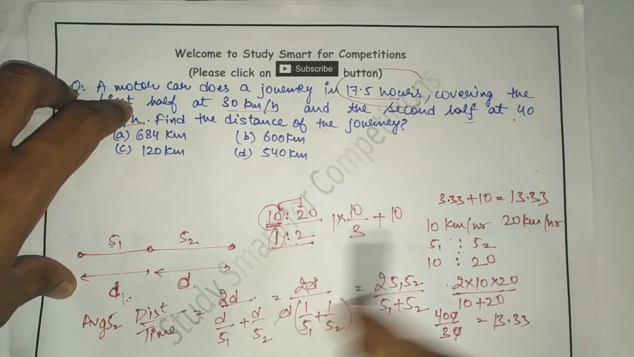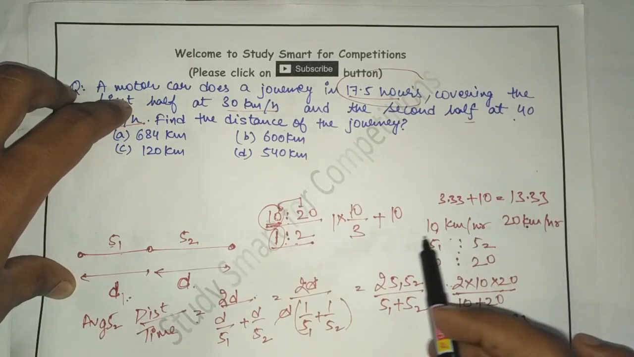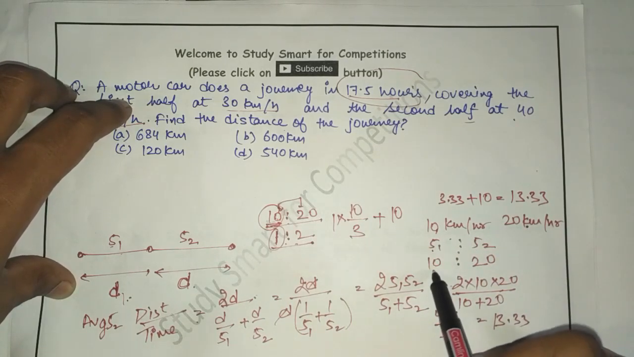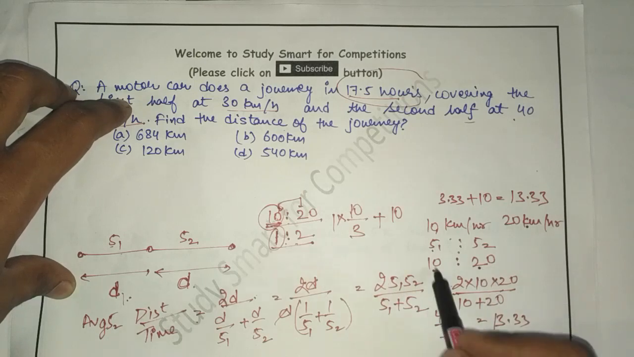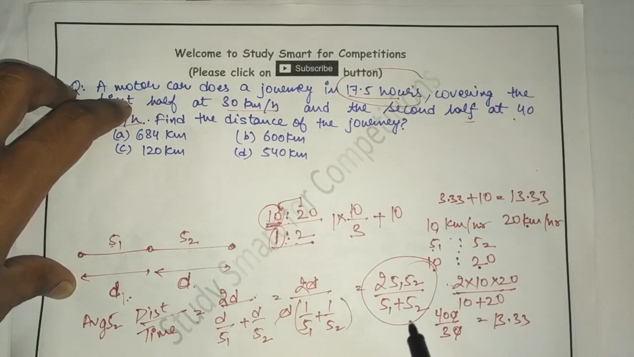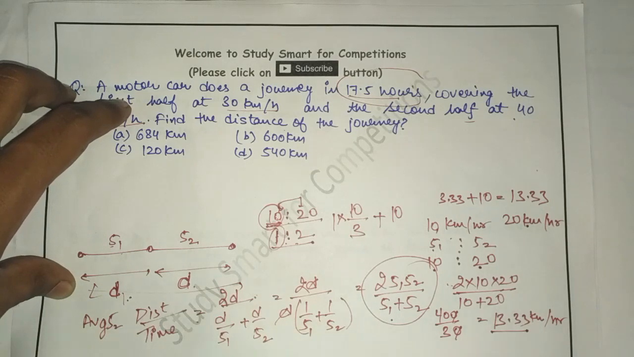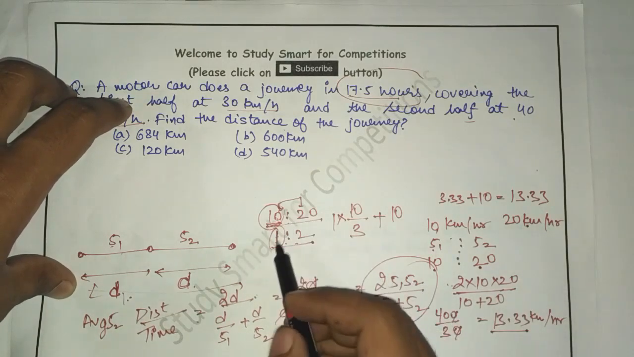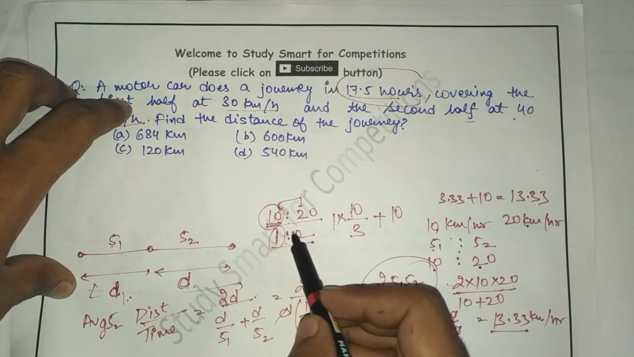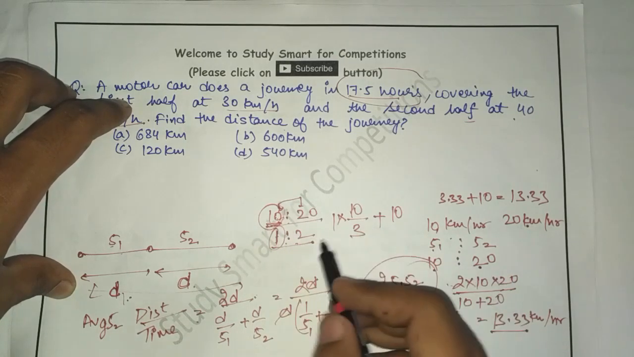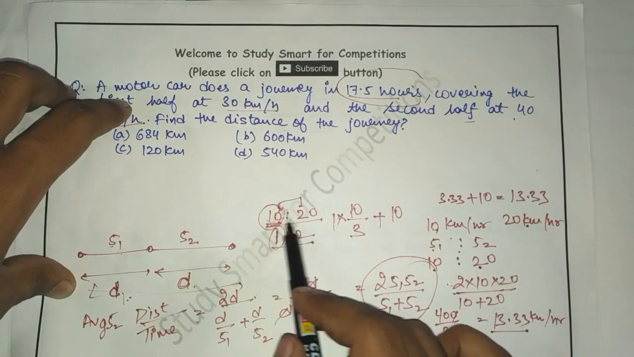I will repeat. If your speeds are 10 and 20, one way you can follow is that S1 comes out to be 10 and S2 is 20. You will just put the values into the formula and calculate. That comes out to be 13.33 kilometers per hour average speed for the whole journey, and the other method, the shortcut, would be with 10 and 20, you will calculate the ratio. That comes out to be 1:2, and you will find the difference between those speeds.